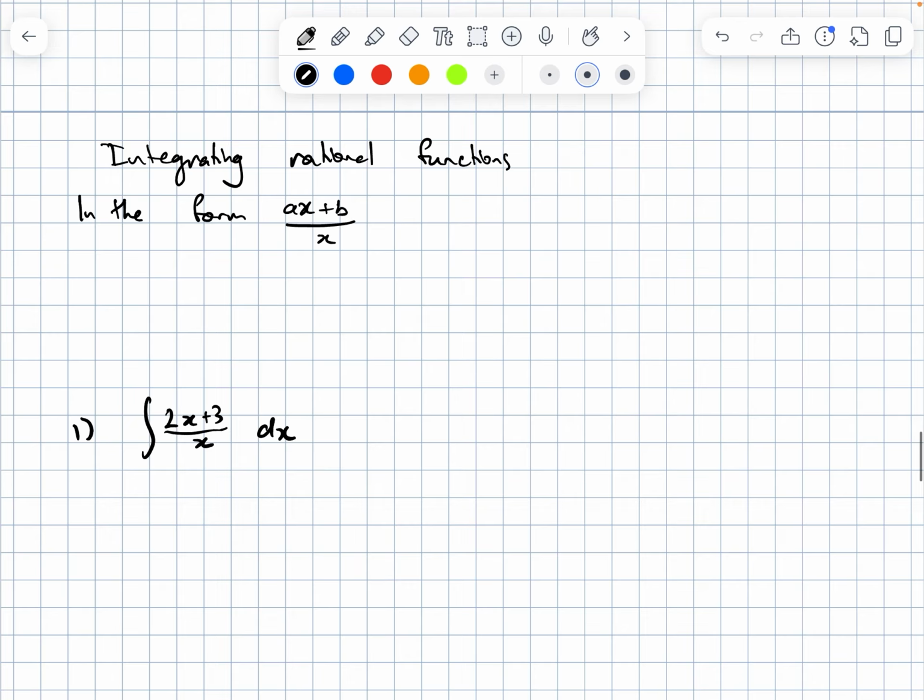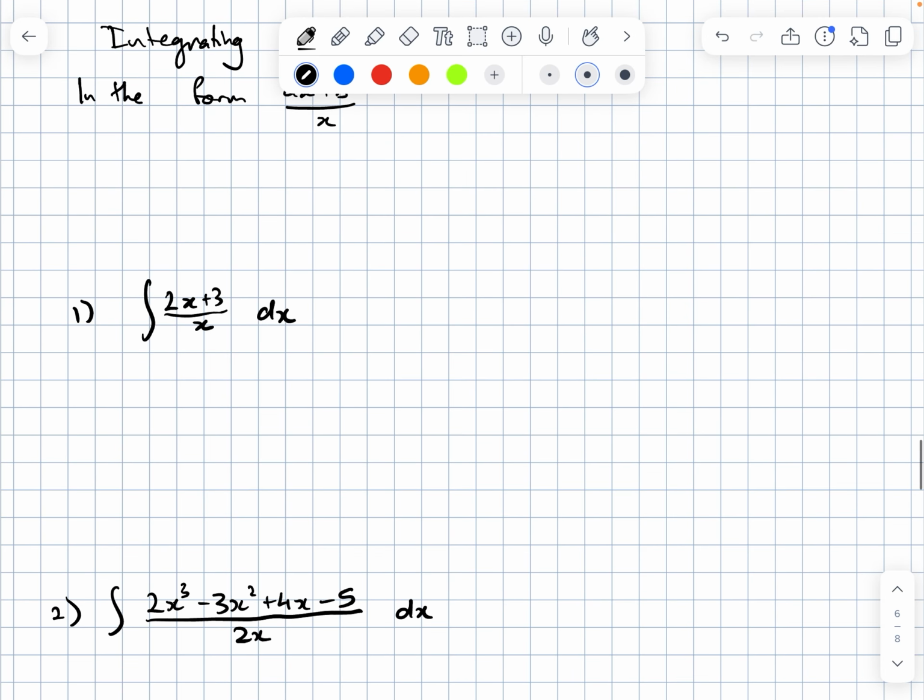Well, when there's one thing on the bottom, we know that we can split that numerator into two parts, so we're going to go ahead and do that. So integrate 2x over x plus 3 over x. Well, that's nice and simple to simplify now. We get integrate just 2 plus 3 over x dx. And both of those integrate relatively easily. 2 integrates to 2x, and 3 integrates to plus 3 ln x plus c.